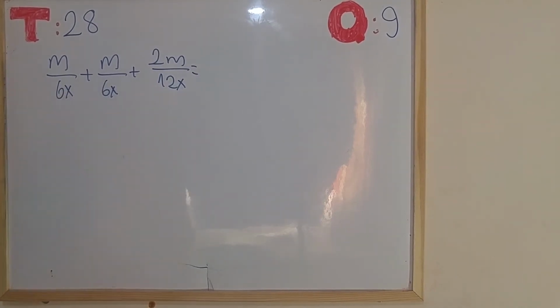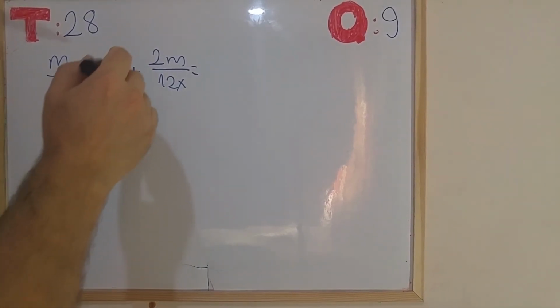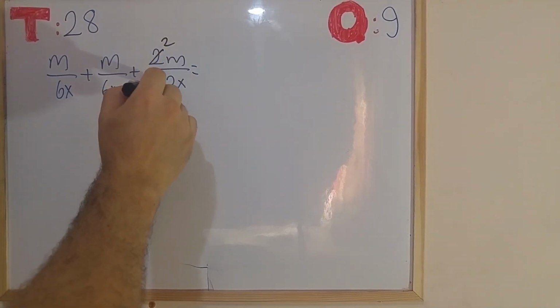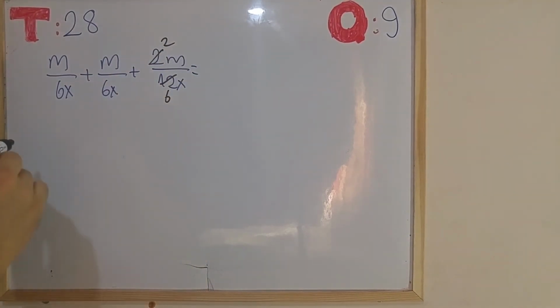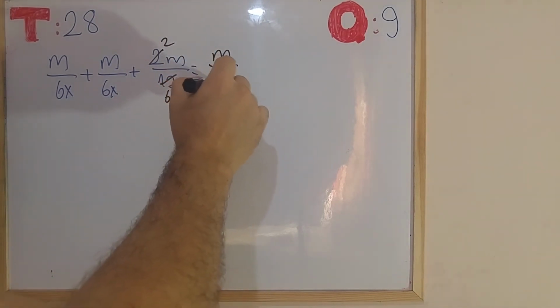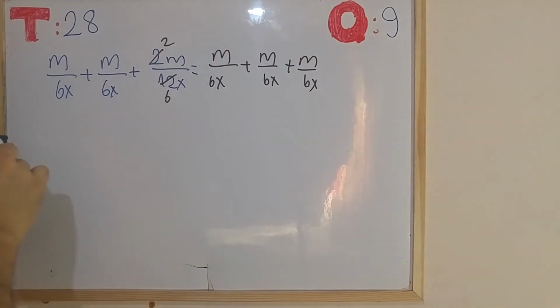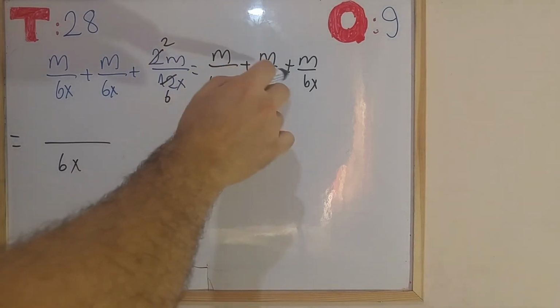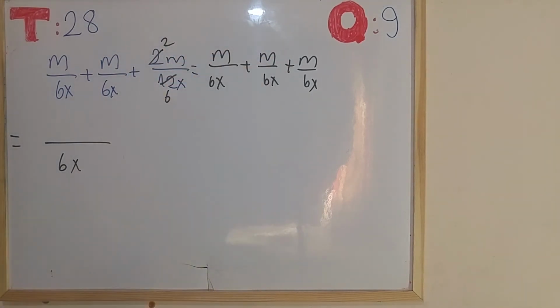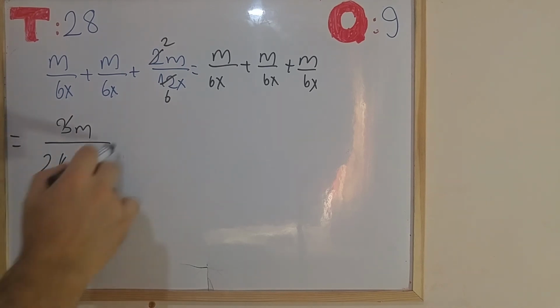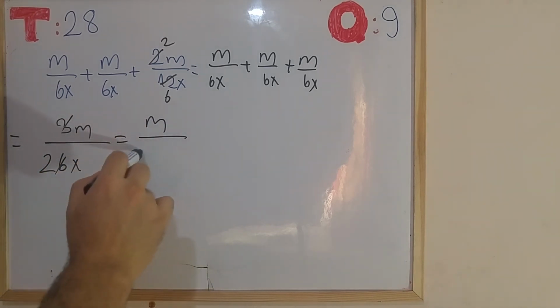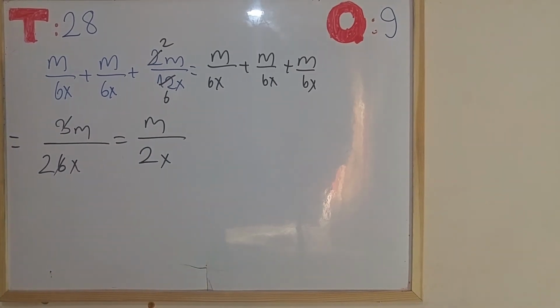Let's simplify the third expression first. When I divide 2 by 2, it's going to be 1, and when I divide 12 by 2, it's going to be 6. So what I have in my hand is m over 6x plus m over 6x plus m over 6x, which is going to be equal to 6x here. Since the denominators are equal to each other, I can just sum up the numerators now. What I have is 1, 2, 3 m's here. 3m divided by 6x. So when I simplify these, this is going to be left by 2. So what I have in my hand is m over 2x.